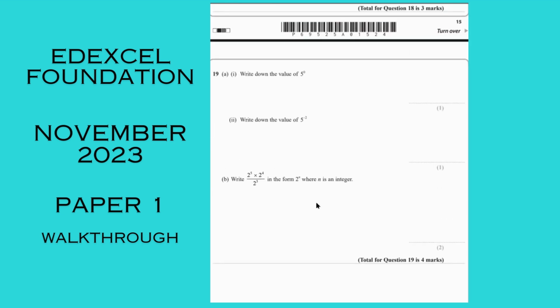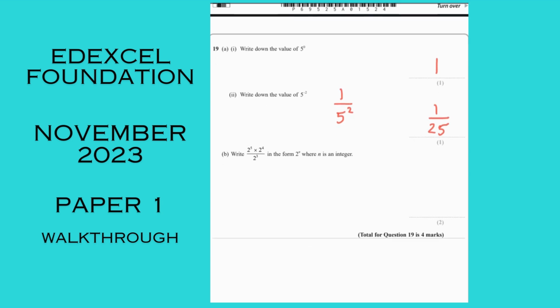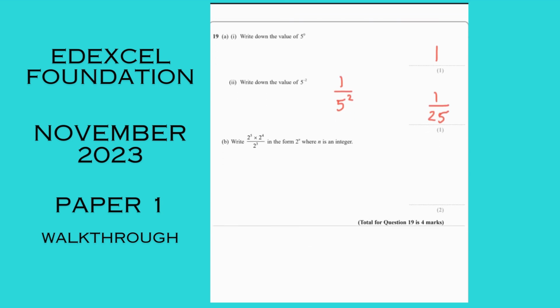On to some indices. So anything to the power of 0 is 1. We have a negative power. Negative power means 1 over that power, and 5 squared is 25. Part B, on the top, it's multiply, so add the powers. And when you divide, you subtract those powers, 2 to the power of 6.